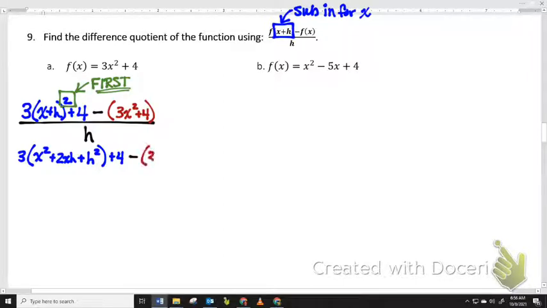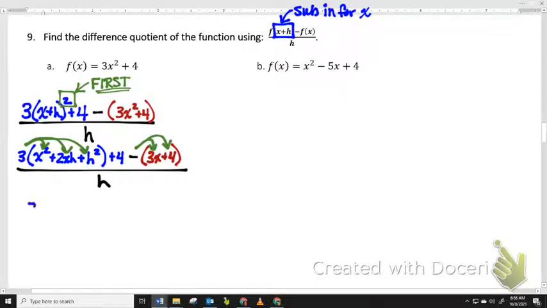Minus 3x plus 4, all over h. So far, so good? Now I can do what? Now I can distribute. How many places do I need to distribute? 2. I have to distribute the 3 here. And what else do I need to distribute? The negative.